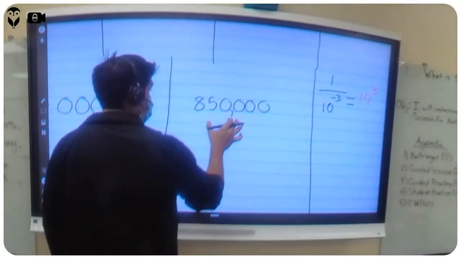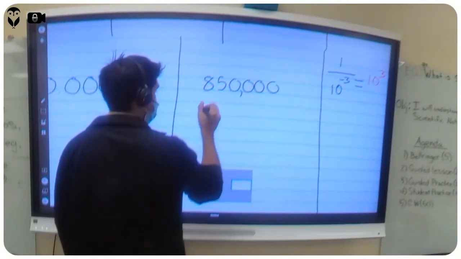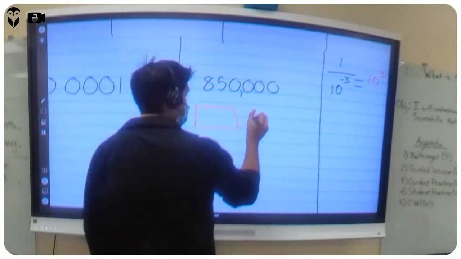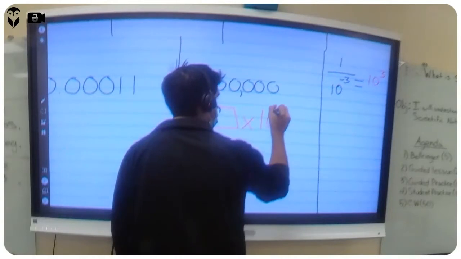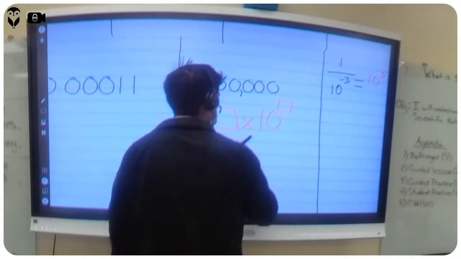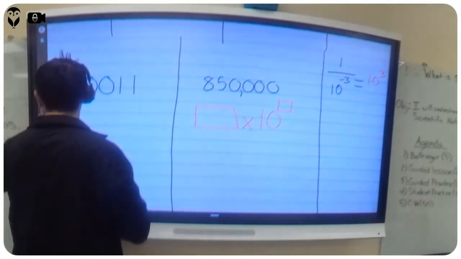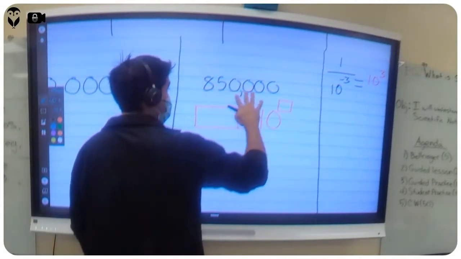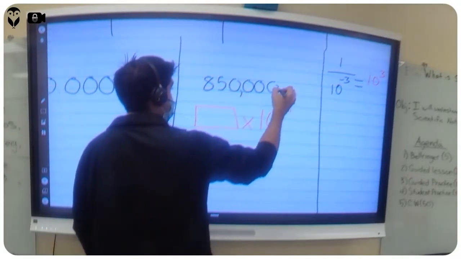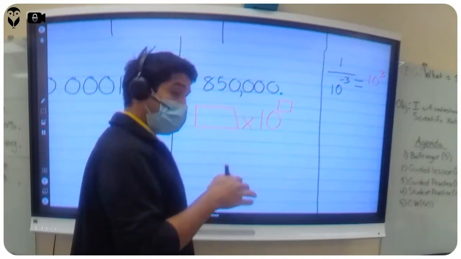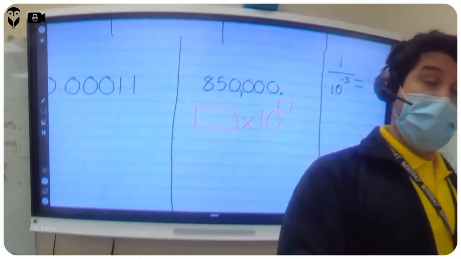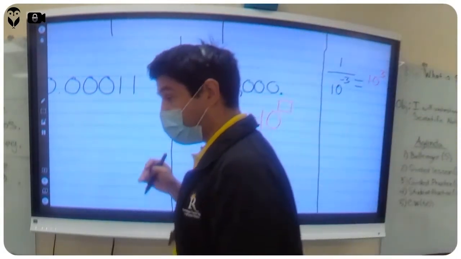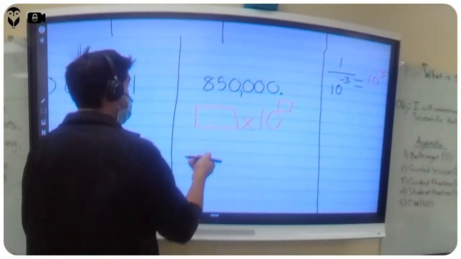Now here, scientific notation. When you write scientific notation, a number has to go in this box. This never changes. And then a number goes in that box there. So let's see. There's a decimal point here, okay? And it's right here. I have to move that decimal point to a location that makes 850,000 into a number less than 10, but more than 1.